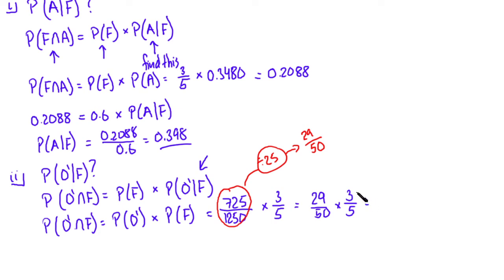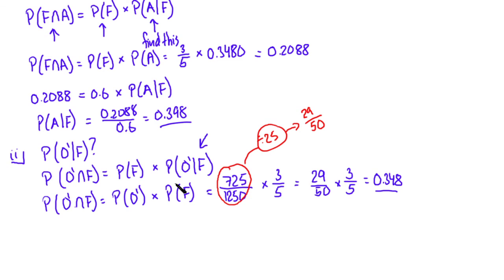We're going to express our answer as a decimal. If we evaluate this, we get 0.348. So that's the probability of not having blood type O and being female. Now we can go back and plug in these two quantities and solve for the probability of not having blood type O given that the student is female. So it's going to be 0.348 on the left-hand side.